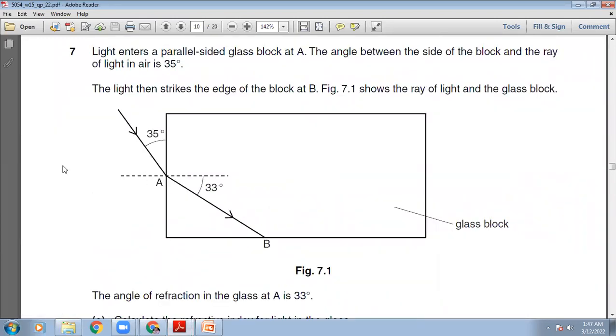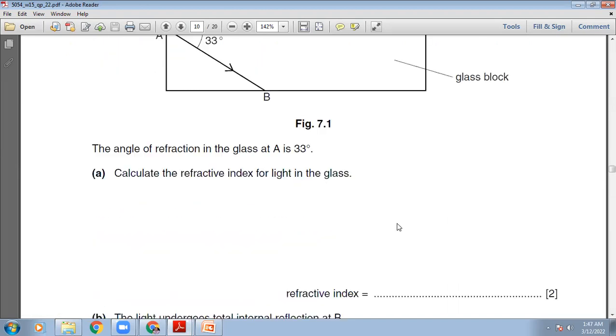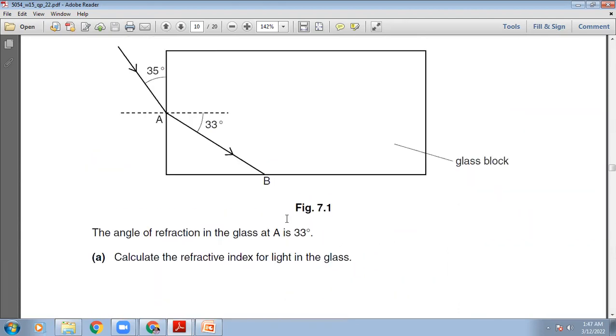Light enters a parallel sided glass block at A. The angle between the side of the block and the ray of light in air is 35 degrees. The light then strikes the edge of the block at B. Figure 7.1 shows the ray of light and the glass block. The angle of refraction in the glass at A is 33 degrees. It says calculate the refractive index of the light in the glass.